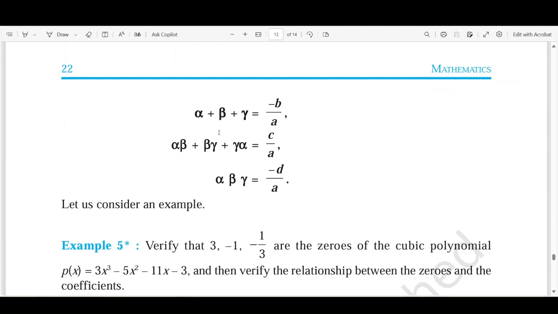Please note it down. The sum of the roots will be equal to minus b by a, that is the negative of the coefficient of x square by the coefficient of x cube, and the sum of the products of the roots taken 2 at a time will be equal to c by a, that is the coefficient of x divided by the coefficient of x cube, and the product of the three roots will be equal to minus the constant divided by the coefficient of x cube, right?